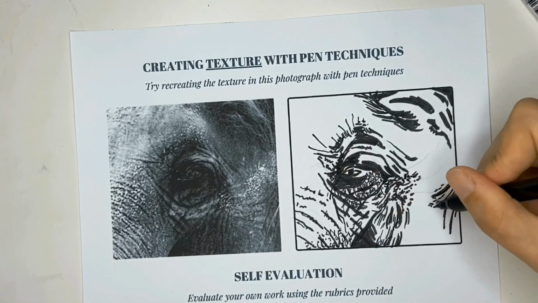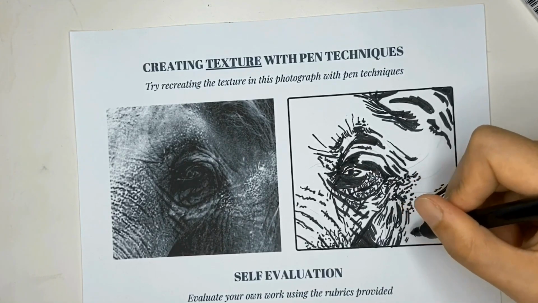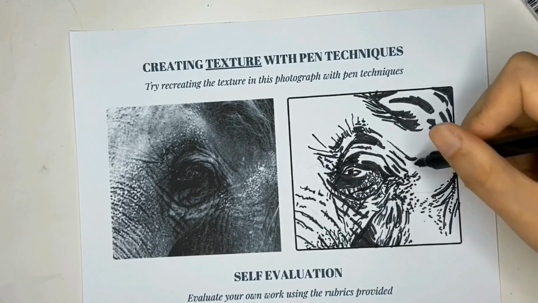So these details we are actually adding next to our thick and dark lines that we created with the first marker.